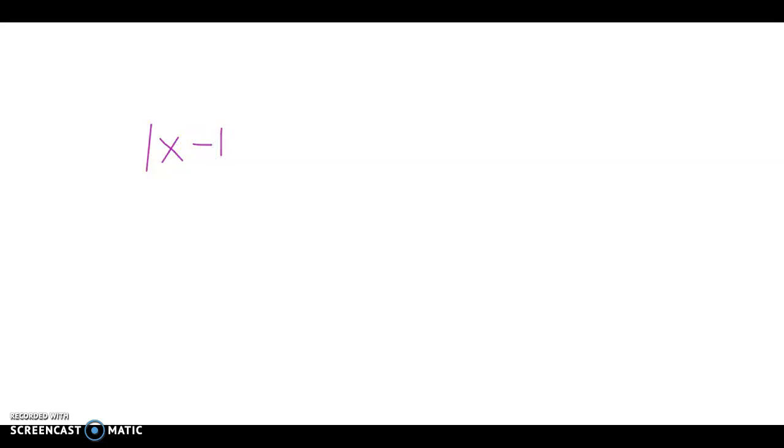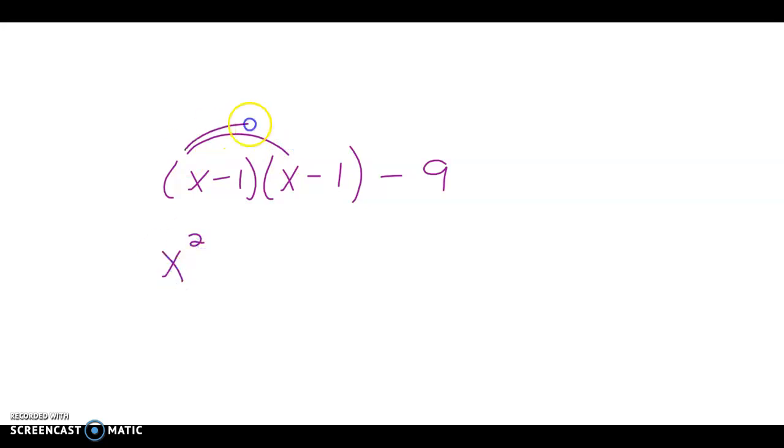x minus 1 squared minus 9. How can I expand that out? Break it down into x minus 1, x minus 1, like in two different brackets. Yeah, so x minus 1 times x minus 1 minus 9, which is... x squared minus x minus x plus 1.